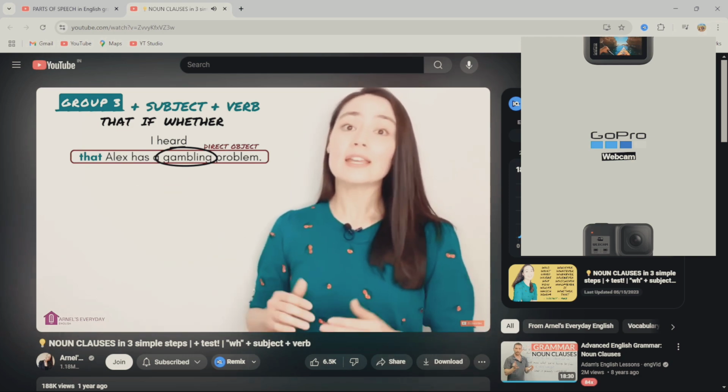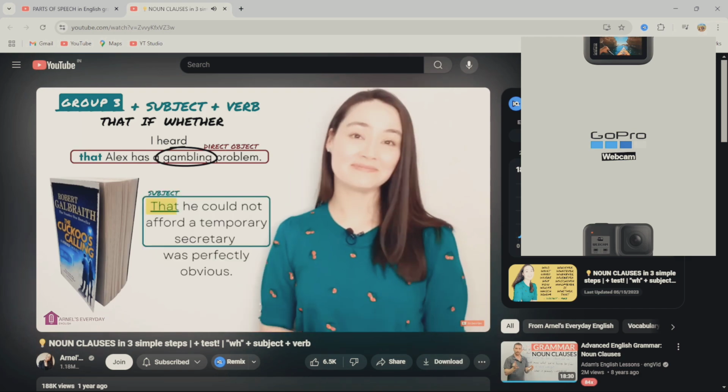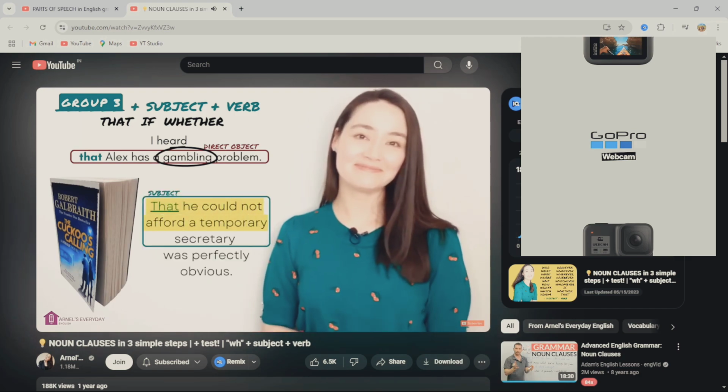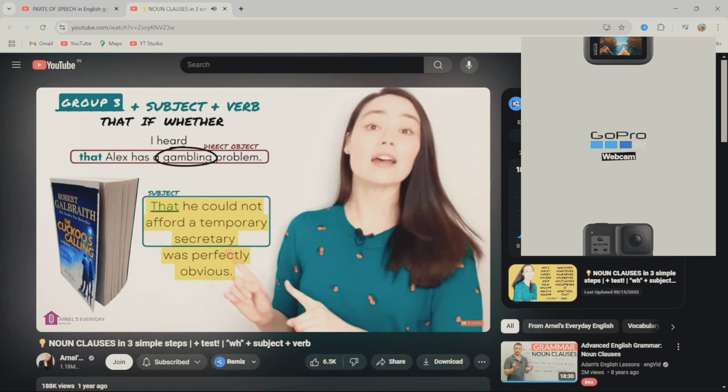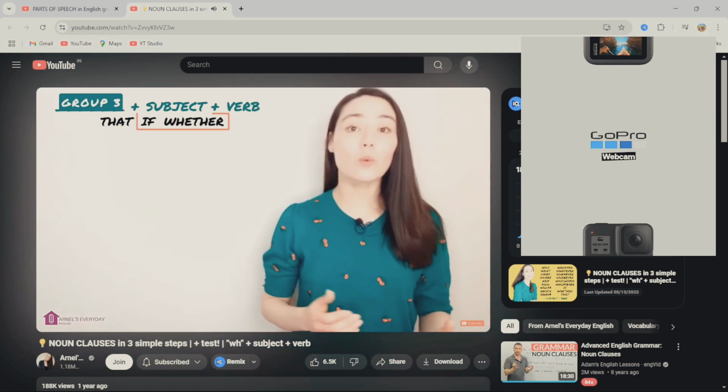This next example is from a book called The Cuckoo's Calling by Robert Galbraith. That he could not afford a temporary secretary was perfectly obvious. That plus subject plus verb. Let's move on to if or whether.